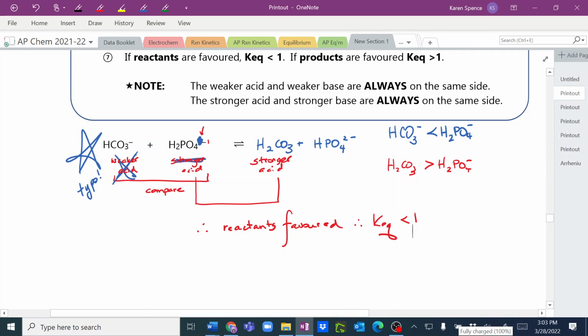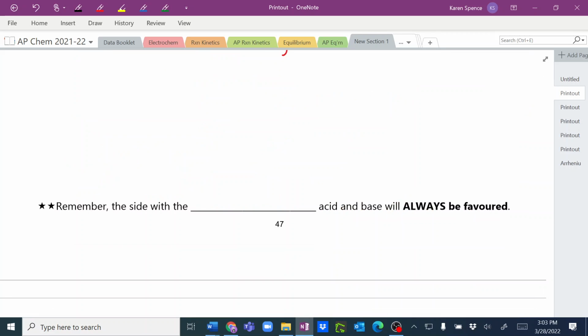Okay. Did you guys get the same as me? KEQ less than 1? Okay, awesome. Remember the side with the what acid and base will always be favored? Weaker.